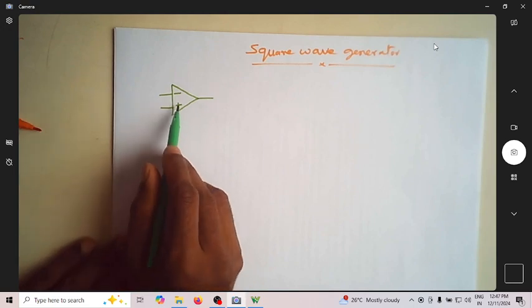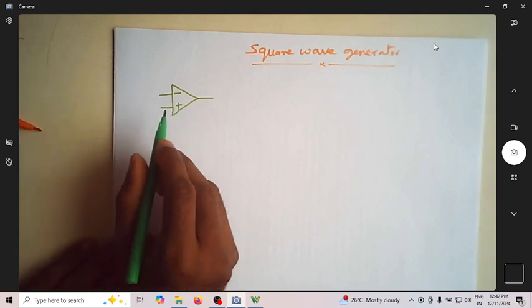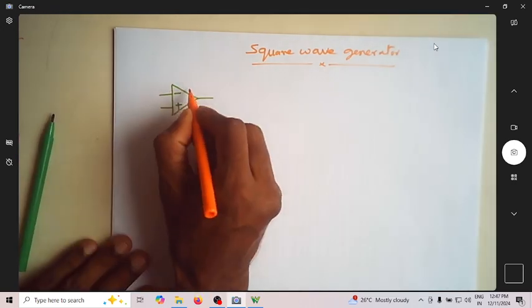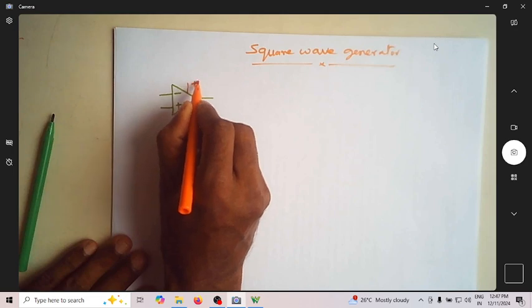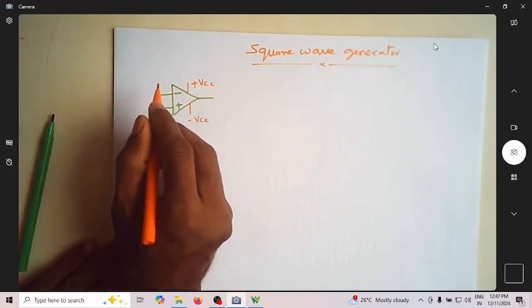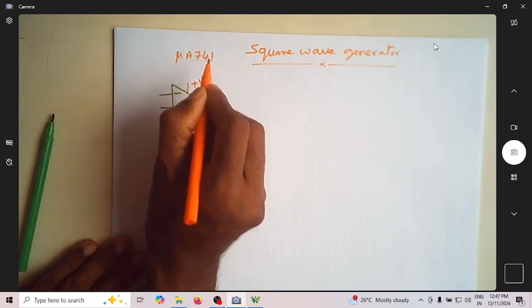We all know that an op-amp can be used as a comparator. So now I have drawn the op-amp symbol. Of course, we all know that an op-amp needs a dual power supply, plus VCC and minus VCC. Suppose I consider an op-amp which is the μA741.